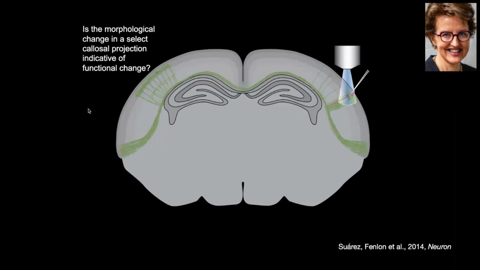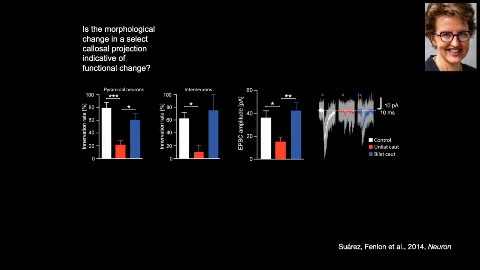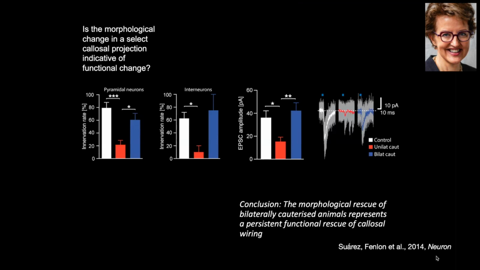Of course, we checked physiologically that these were real projections going into these rescued regions. You can see in the next slide the bilateral cauterization in blue and the unilateral in one color. We actually find that there is this functional rescue that occurs, and you can read more about it in our paper. So the morphological rescue of bilaterally cauterized animals represents a persistent functional rescue of callosal wiring.